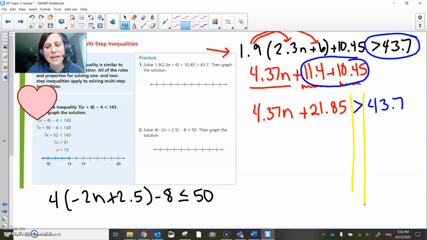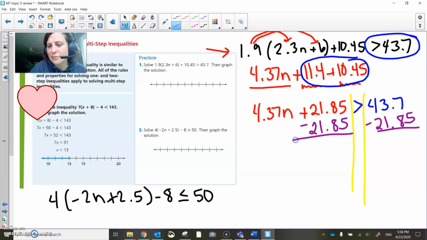I've got my two sides of the inequality. Just like all the other problems, the first thing I'm going to do is subtract this 21.85 from both sides. Man, they're not giving me easy things to do in my head. This is a 0. That guy, I don't know what it is. 43.7 minus 21.85 is, seriously?